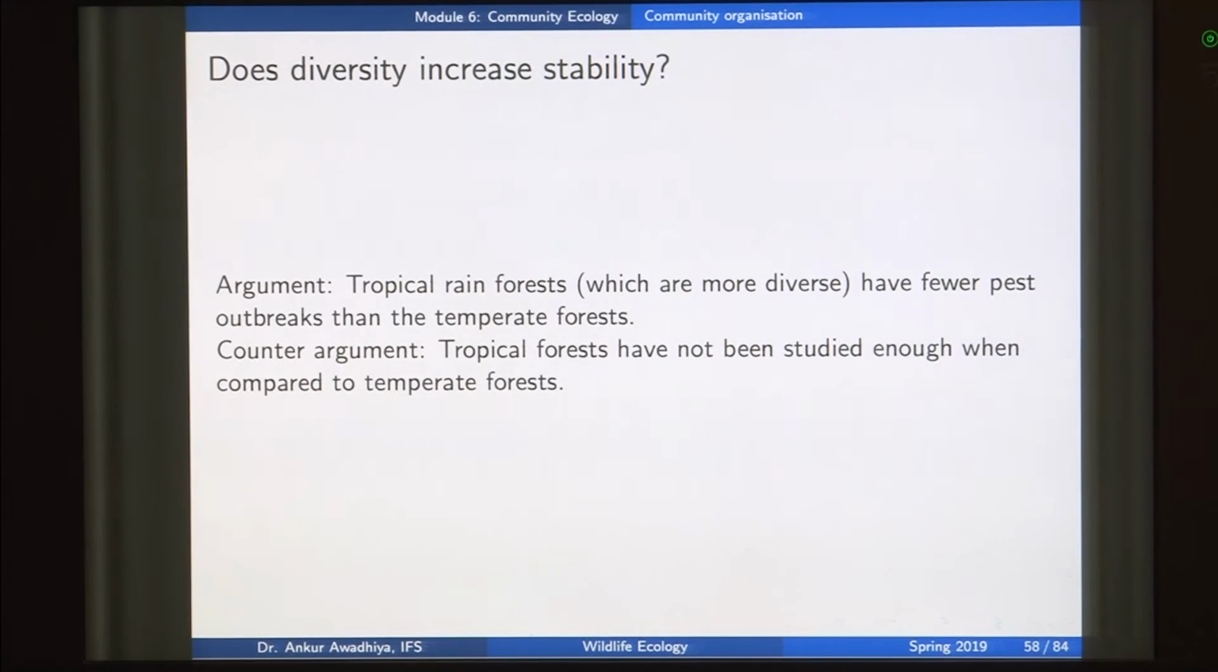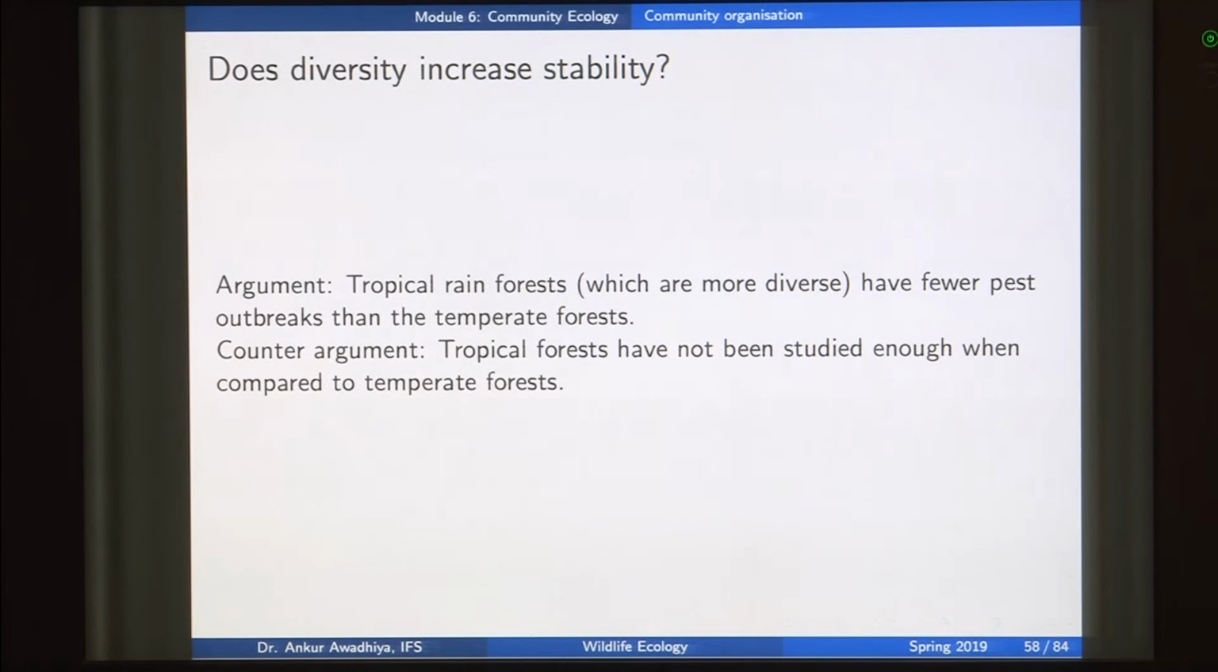Or if you look at things like tropical rainforest. So, tropical rainforests which are more diverse, they are having fewer pest outbreaks as compared to temperate forest, where you have less number of species or less amount of biodiversity. But then a counter argument is also that the tropical forests have not been studied enough when compared to the temperate forest. So, it is also possible that we do not know the kinds of pest outbreaks that are erupting in the case of the tropical forest. Now, if that be the situation, what should we say? Does biodiversity increase stability, or is there no relationship between biodiversity and stability?